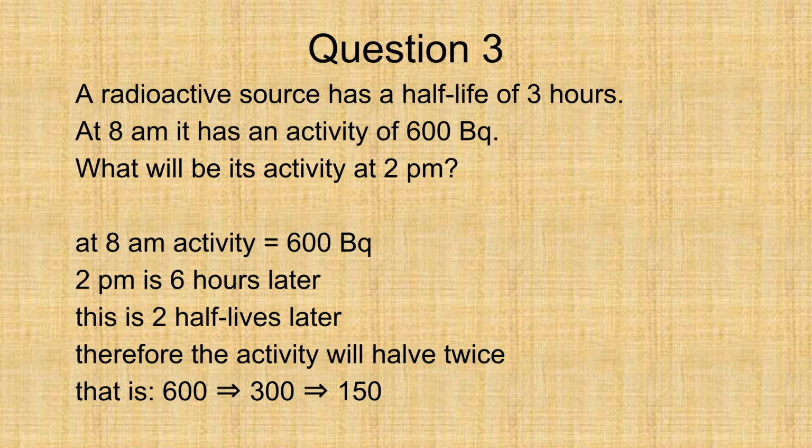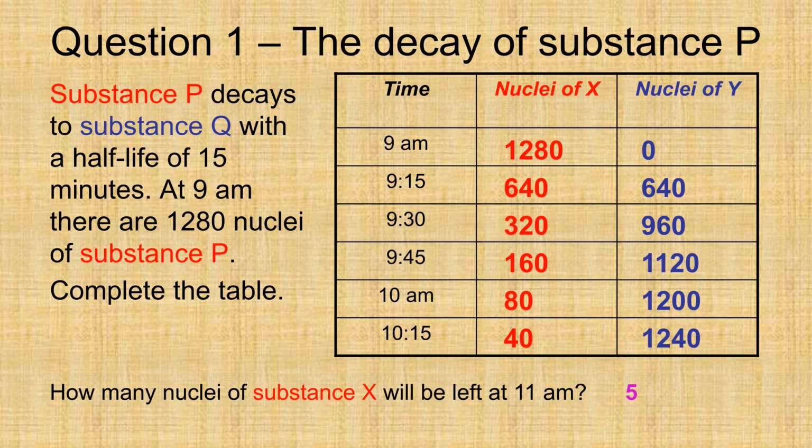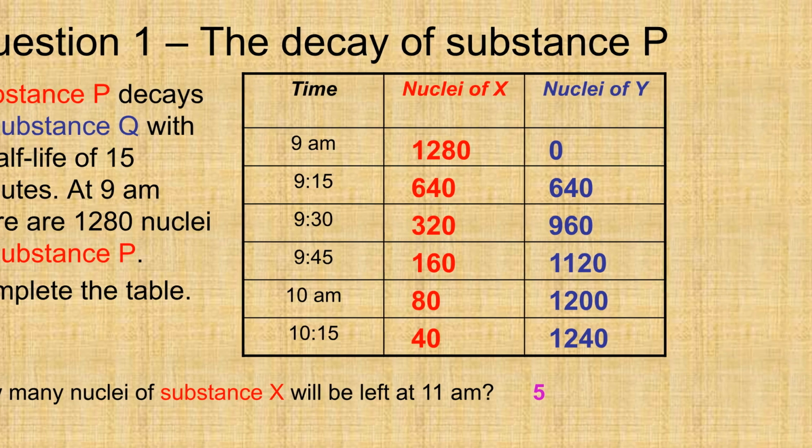Question 3 asks for the activity of a source with a 3-hour half-life at 2 p.m., starting with 600 becquerels at 8 a.m. Since 6 hours passed, the activity is halved twice, resulting in 150 becquerels. In question 1, substance P has a half-life of 15 minutes, starting with 1,280 nuclei at 9 a.m. The question asks for the remaining nuclei at 11 a.m.